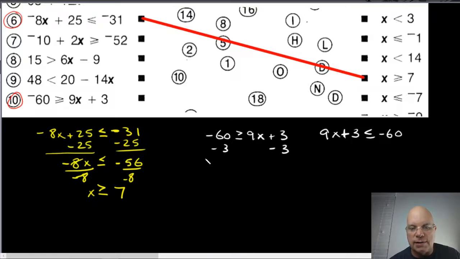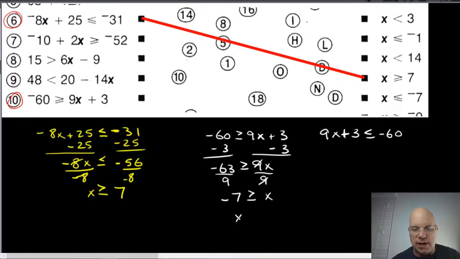Subtract 3 from both sides. Negative 63 greater than or equal to 9x. Divide both sides by 9. I haven't done anything that involves multiplying or dividing by a negative, so I do not need to flip my inequality. Negative 63 divided by 9 is negative 7. So negative 7 is greater than or equal to x, which is the same as x is less than or equal to negative 7. If I read it from the right to the left, if I do the same thing here, we should get the same result.